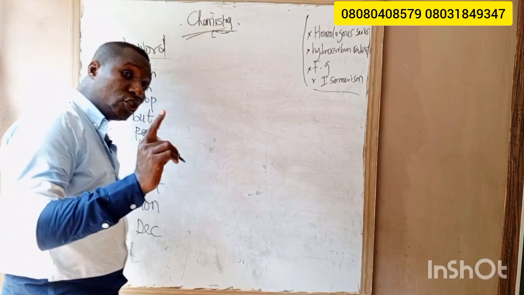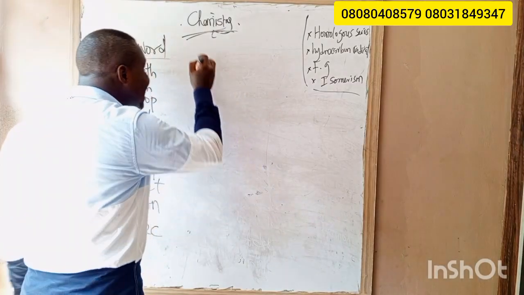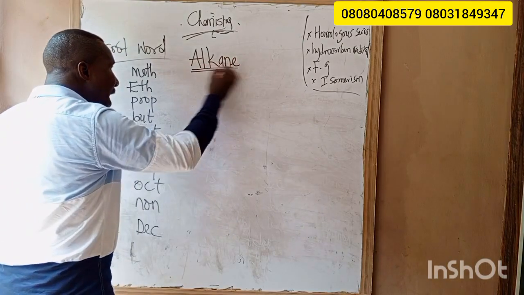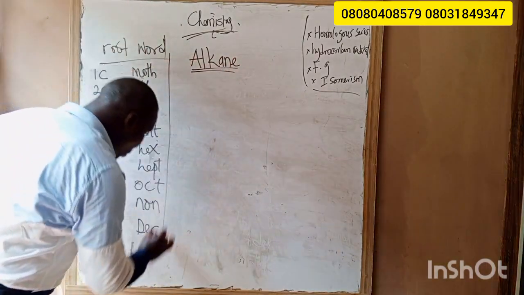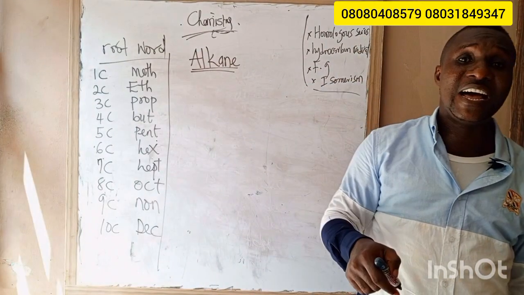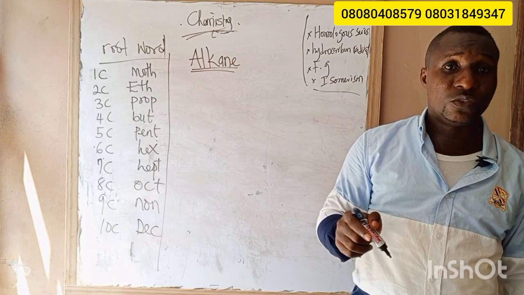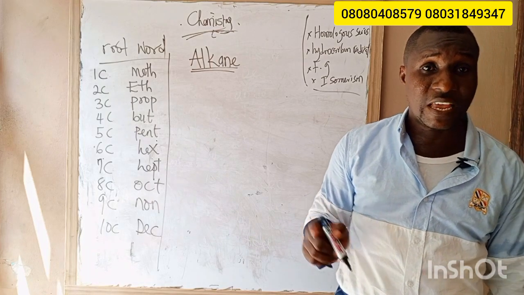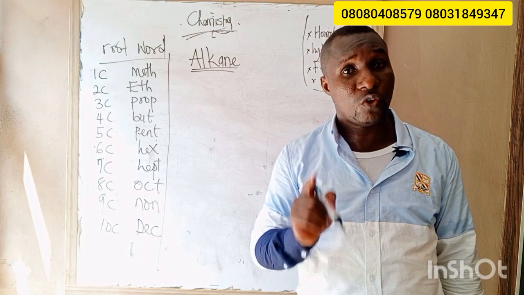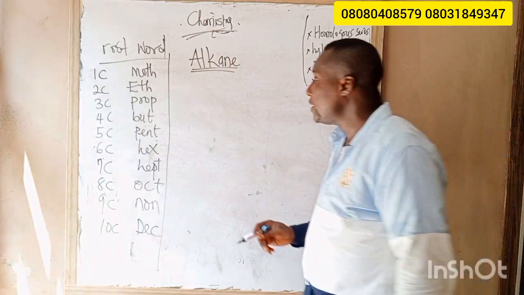Then let's take each homologous series. The first homologous series is alkane. Please, I want you to listen carefully because this is where you need it. If you want to understand hydrocarbon and its derivatives, which is the study of organic chemistry, the study of hydrocarbons and its derivatives, this is where it starts. Please take note. Follow. Listen.